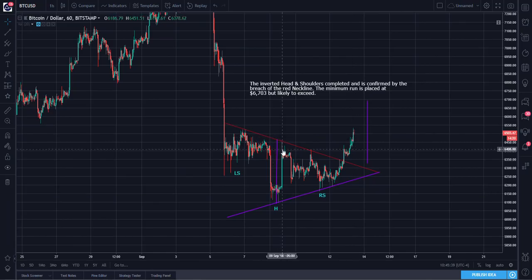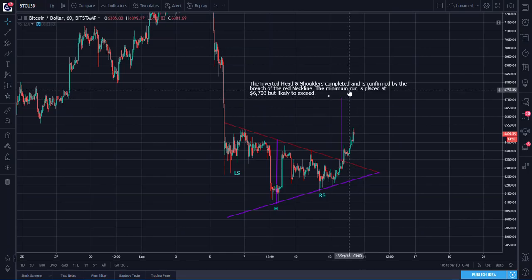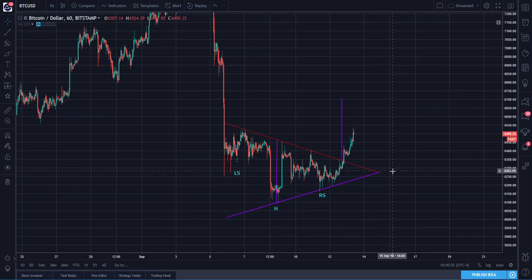And the purple line is saying that we should go to 67.12. So that is the target that I have for this small inverted head and shoulders pattern.